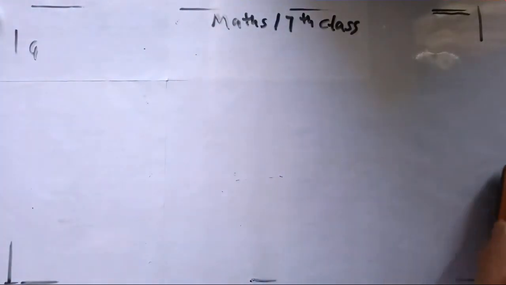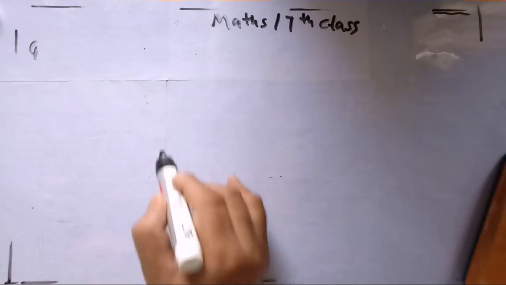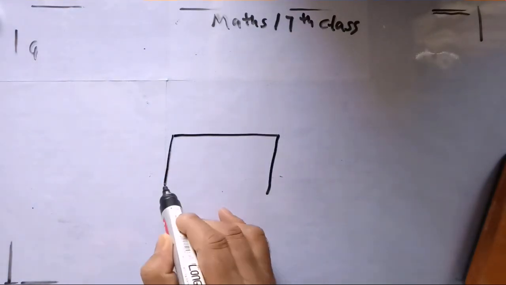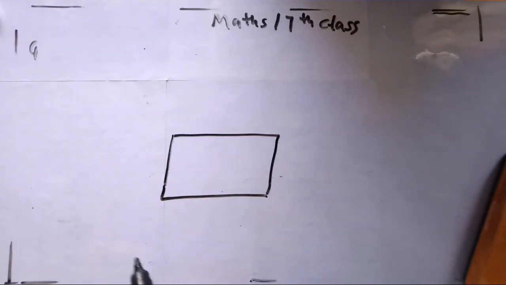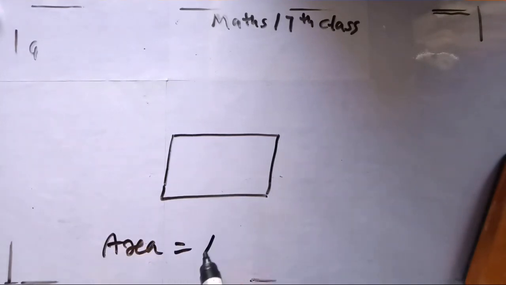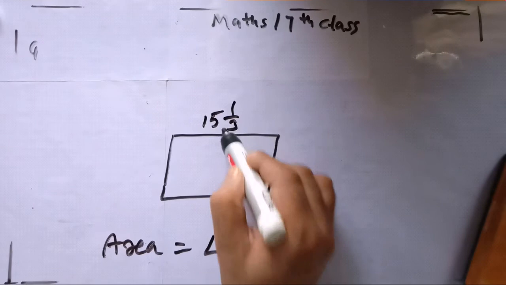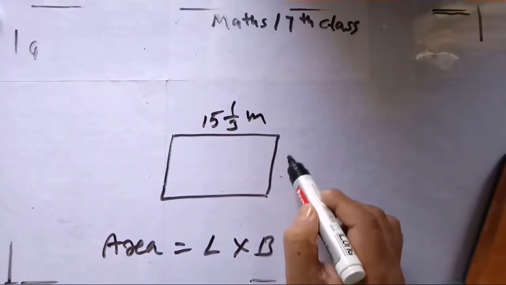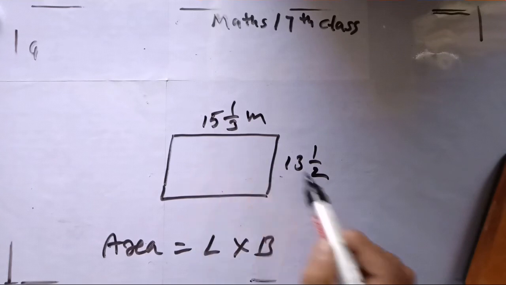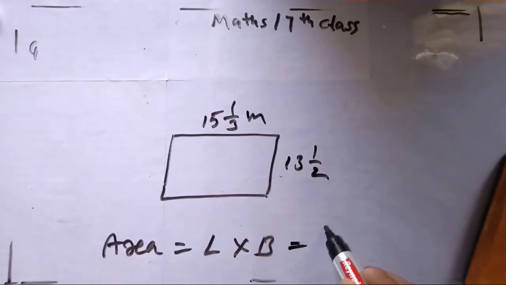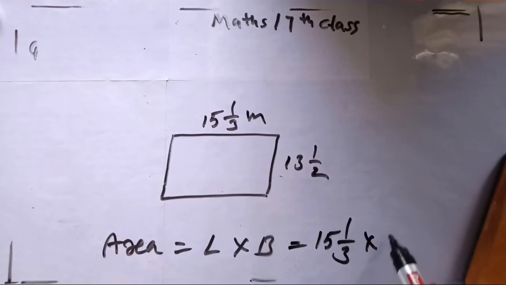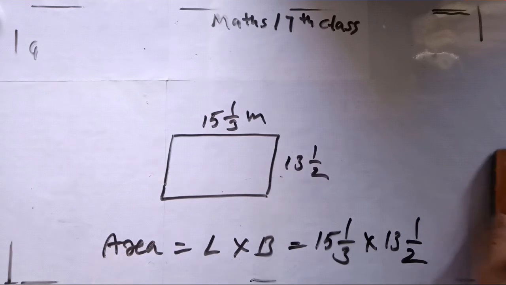Now next question: find the area of a rectangular park which is 15 1/3 meter long and 13 1/2 meter wide. If we have a rectangular park, we have to find its area. The formula of area is L into B. We are given L equal to 15 1/3 and breadth equal to 13 1/2. This is 15 1/3 into 13 1/2. When you multiply these two, you will get the result.